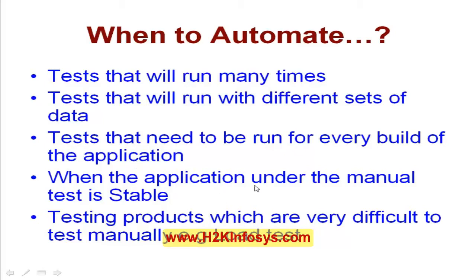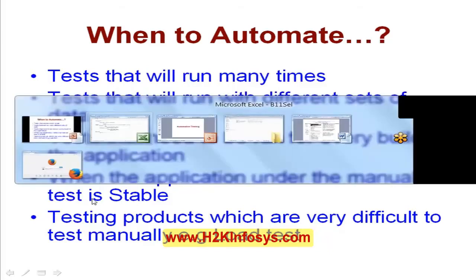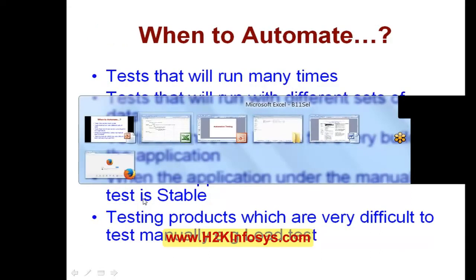And when the application under manual testing is stable, basically this is one of the prerequisites, and one of the important questions across automation testing. Actually, I'm showing these slides, right? One of the important points among these slides: when the application under manual testing is stable, it's a prerequisite for automation testing. We will not go for automation testing if the application is not stable.